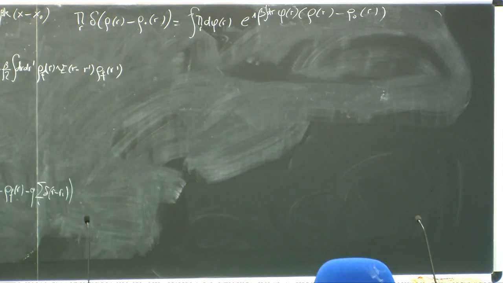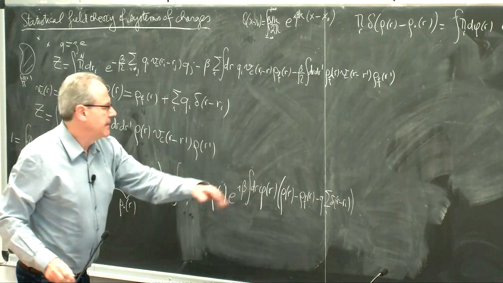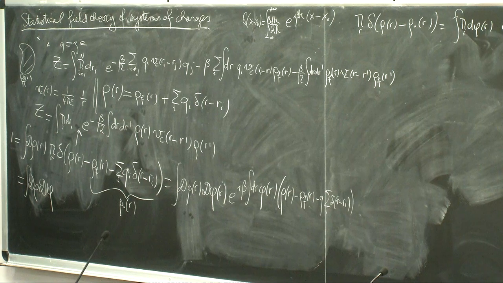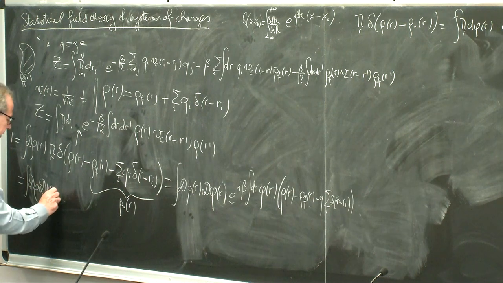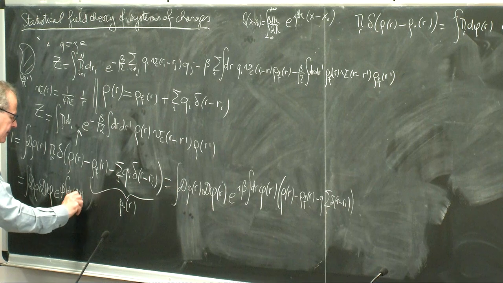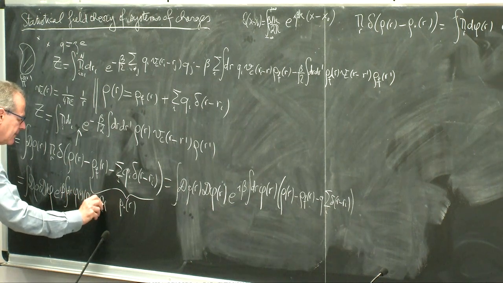So I come back here. So this is just integral d rho d phi. So the first, I don't know if you can see it down there. It's e to the i beta integral dr phi of r, rho of r minus rho f of r.